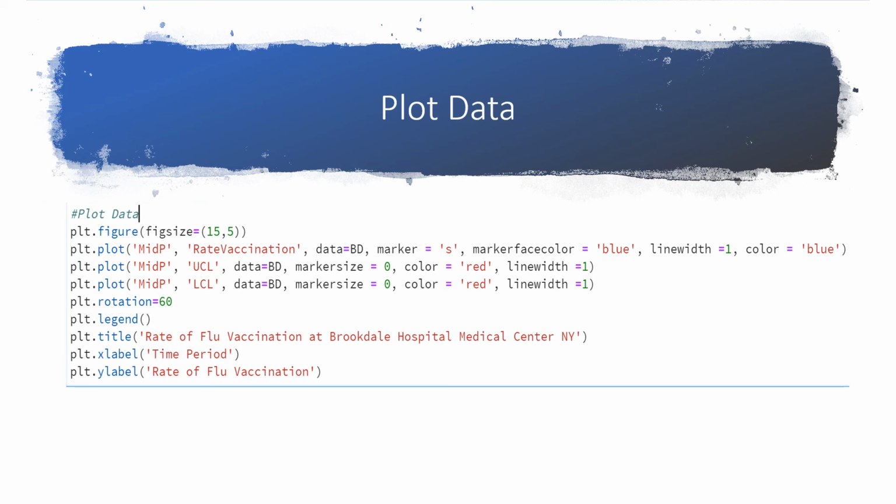And now we're ready to plot our data. Go ahead and write this formula in, which will plot our midway point and rate of vaccination. Midway point will be our X and rate of vaccination will be on the Y-axis. The upper control and lower control limits will be derived from the Presbyterian Hospital as calculated in the previous slide, and label your title, your X and Y-axis.